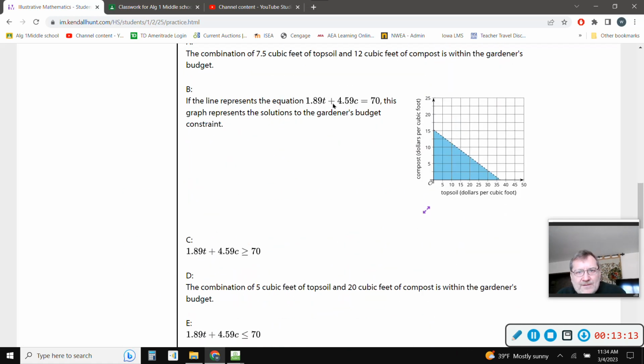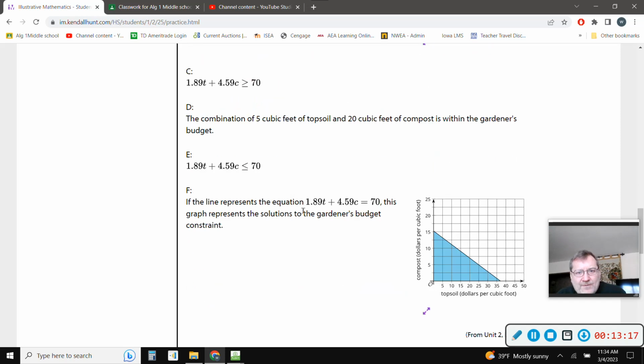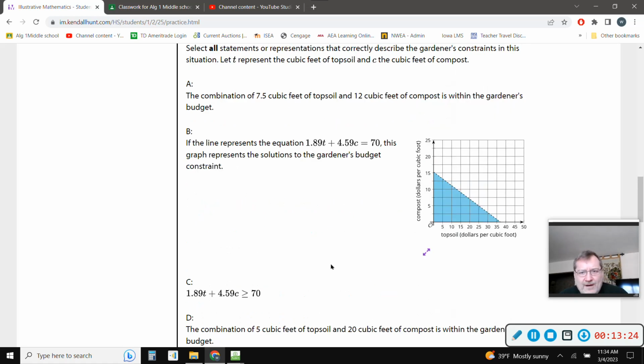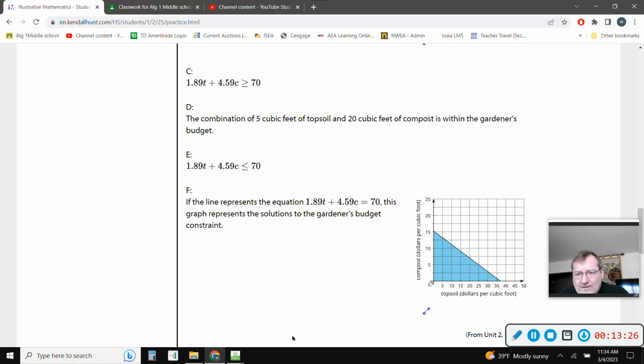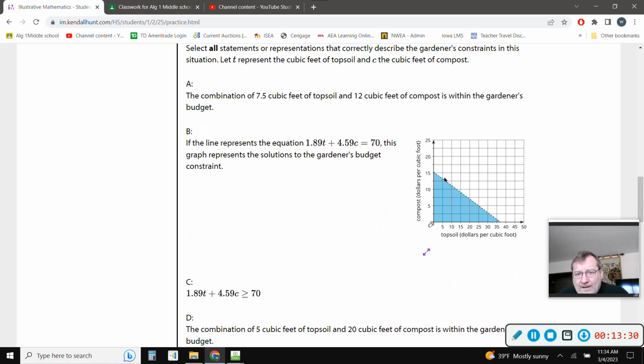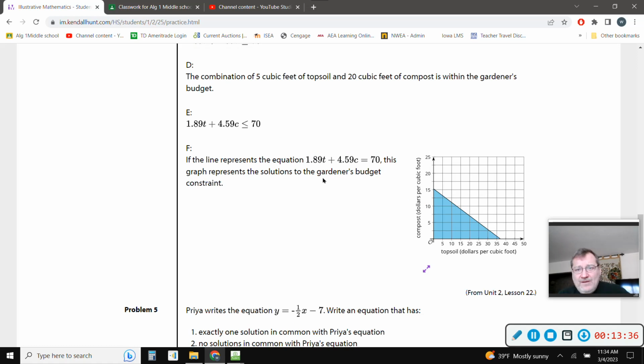so the line represents the equation, represents the solutions. This graph represents the solutions. I'm not sure why they have practically the same thing. As far as I'm concerned, it looks like the exact same thing. Straight line here. Dashed line here. Between the two, between this one and this one, I'd say this one is more correct.